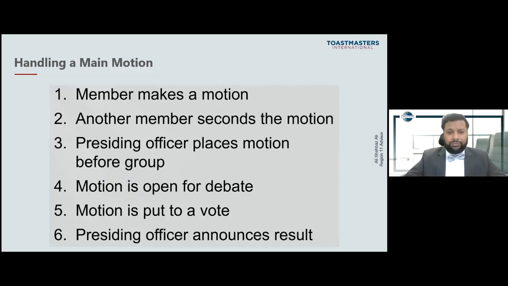And then we came to the main motion, which was the main part of the previous meeting. So a member makes a motion. First of all, a member needs to be recognized. A member makes a motion, another member seconds the motion, and then the presiding officer places the motion before the group. Motion is open for debate, motion is put to vote, and the presiding officer announces the results. And this was done as a small practical exercise in the previous episode.